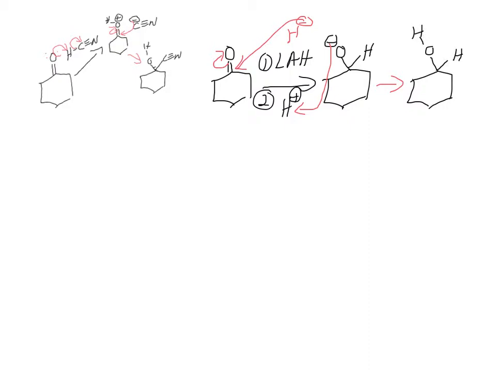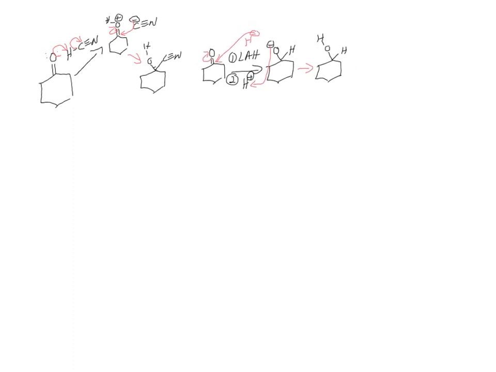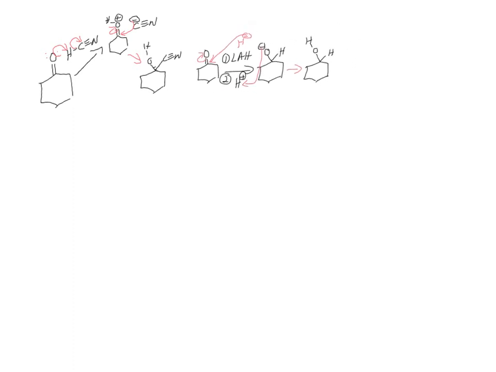You could also just use sodium borohydride, but this would work too. So you can turn a ketone with LAH into a secondary alcohol. So you can take that, we can shrink that guy up. Okay. Let's see what else we want to do with our ketone.